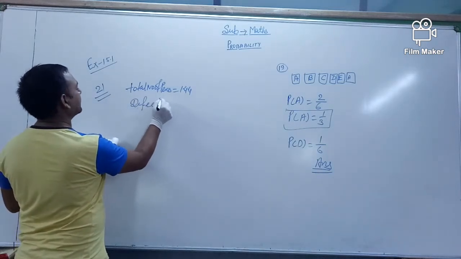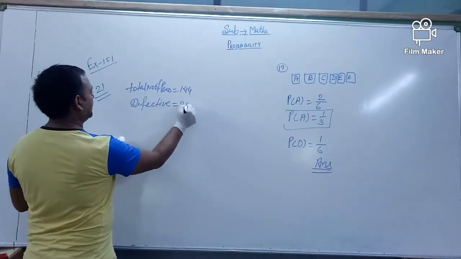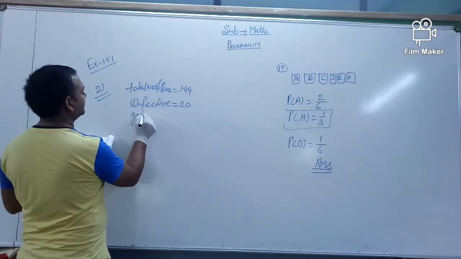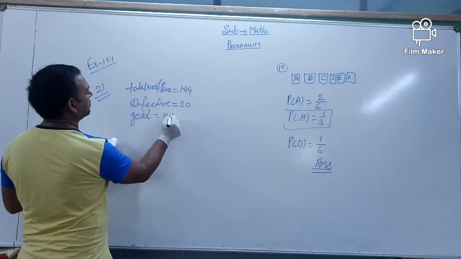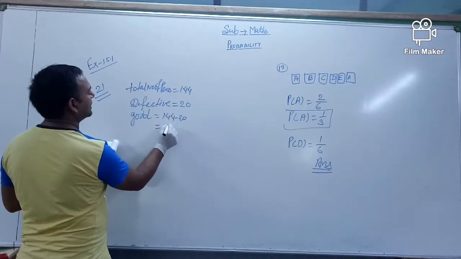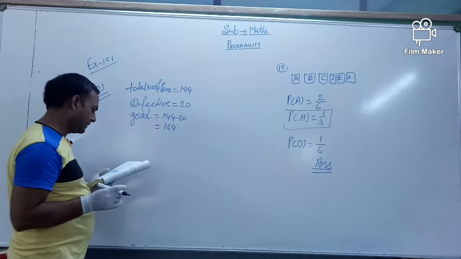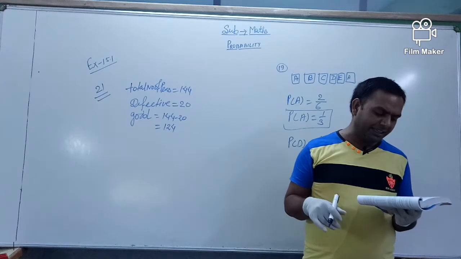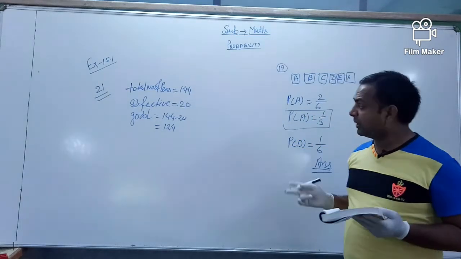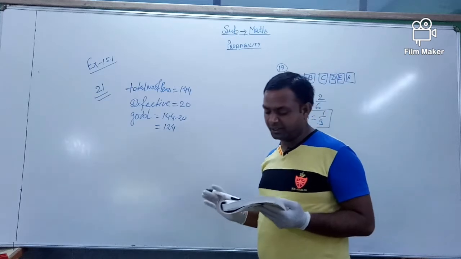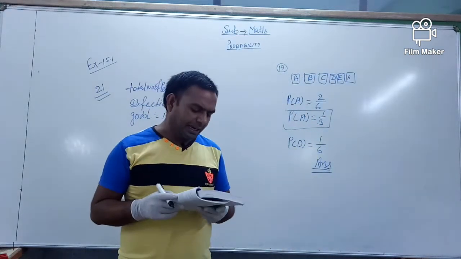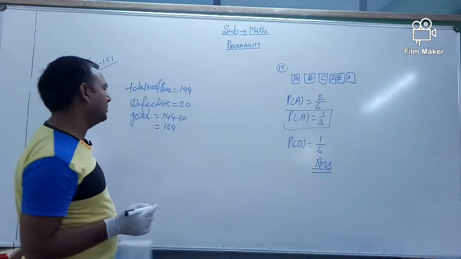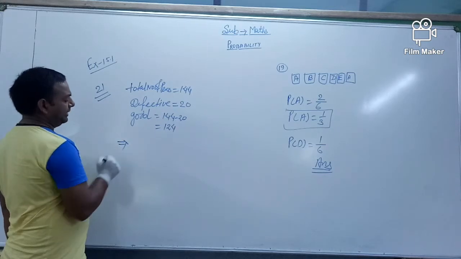Defective pens are 20, others are good. So good pens are 144 minus 20, that is equal to 124. Nuri will buy a pen if it is good, but will not buy if it is defective. The shopkeeper draws one pen at random and gives it to her. What is the probability that she will buy? She buys only if the pen is good.